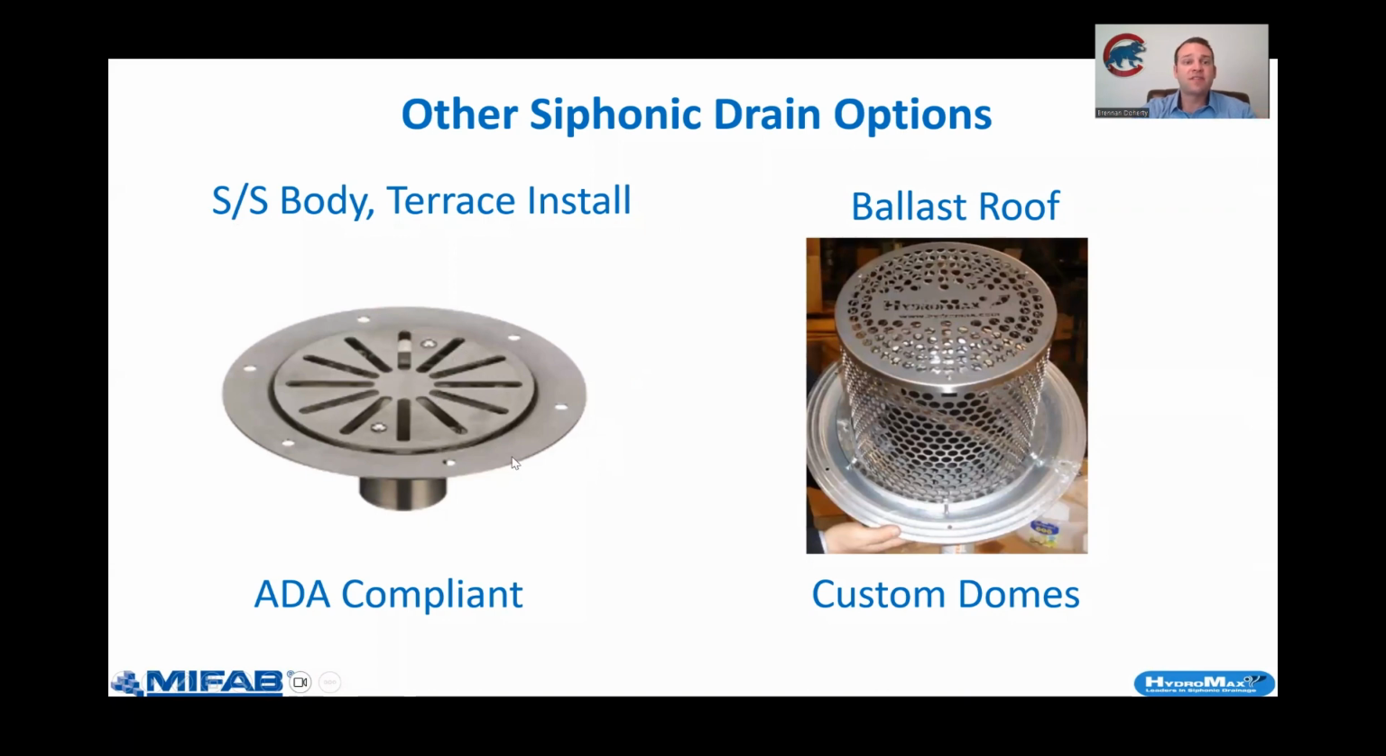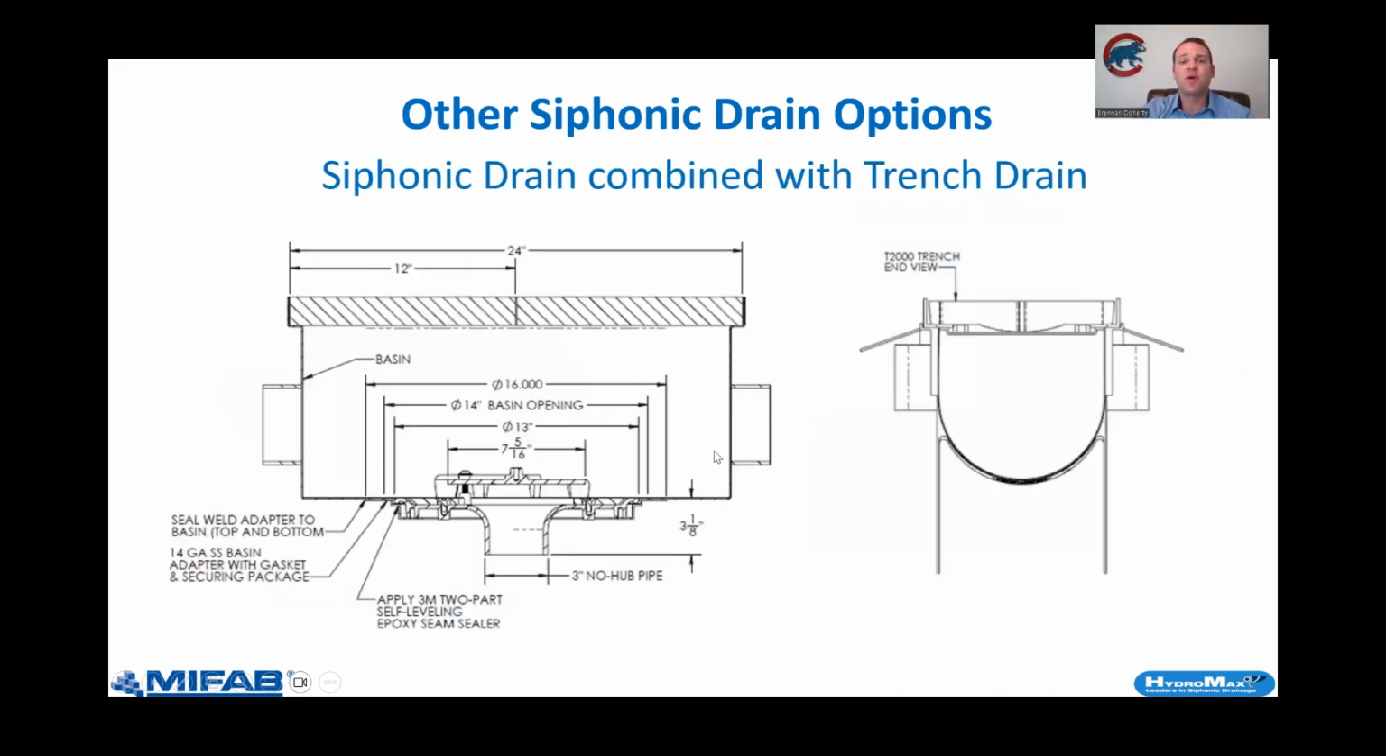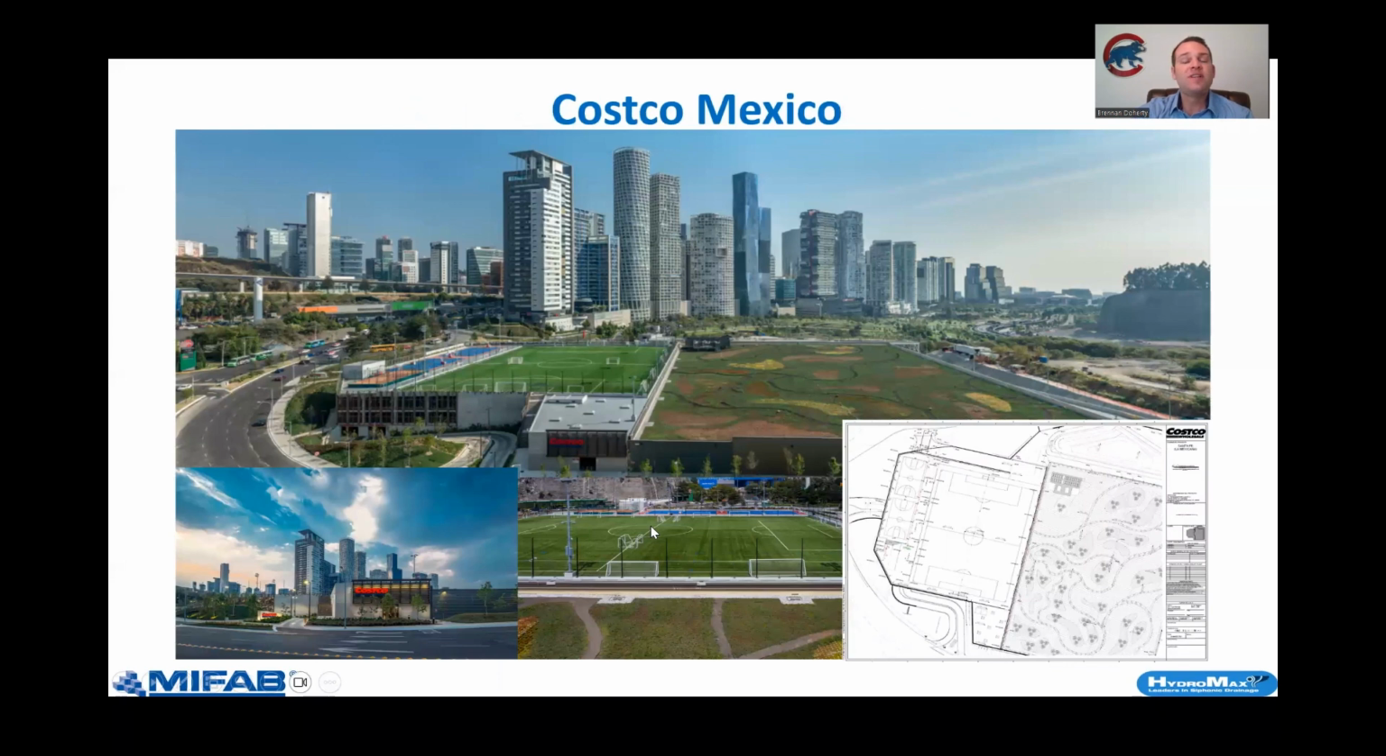We also have stainless steel ADA-proof ones, so it's walkable. Ballast guard, if you're doing a paver style roof, we can just throw something over it to protect it, and it will work in those situations. A trench drain as well. So Siphonic is just in the bottom of that trench. You have trench going there as you normally would, half diameter pipe. And we did use this with Costco down in Mexico, where they threw a soccer field and basketball courts on top of one of their buildings.